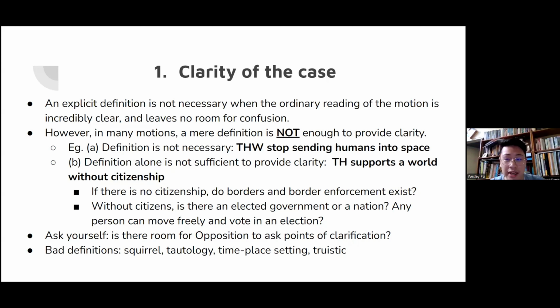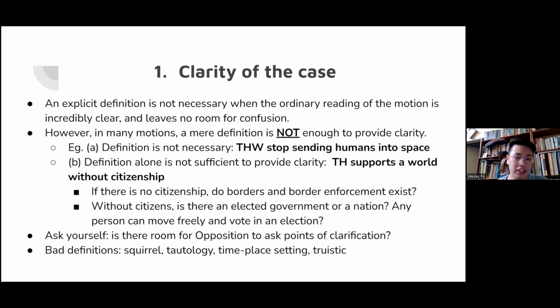What is required is when a mere definition is not enough to provide clarity. An example where a definition is not necessary is this house will stop sending humans to space. You know what space is? You know what humans are? These things don't need explanations because they're very clear distinctions of what the motion wants you to do.